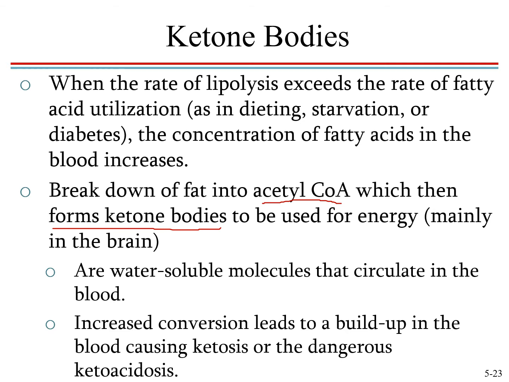Ketone bodies are water-soluble molecules that circulate in the blood. But here's the problem. Ketone bodies are acidic. So every time you have this increased conversion from acetyl-CoA to ketone bodies, it leads to a buildup, and it causes what's called ketosis, or even more, like I said, they're acidic, ketoacidosis. And that's seen in type 1, sometimes type 2, but mainly type 1 diabetics that are breaking down fat for energy because they can't use the glucose.